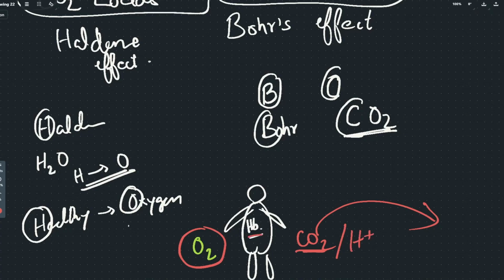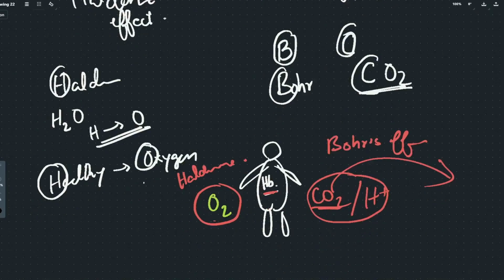Similarly, if this playboy hangs out too much with CO2 or H positive, the other girlfriend, then O2 will not like it. So if hemoglobin binds too much with CO2, its affinity for oxygen will decrease, and reverse is true as well, and that still remains Bohr's effect. So Bohr's effect, and Haldane's effect. I hope after this you will not get confused.